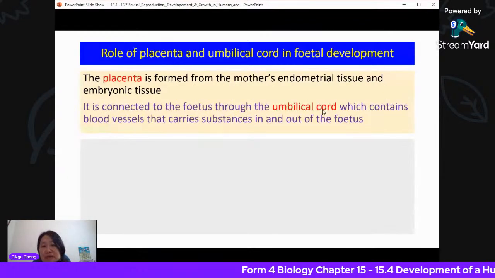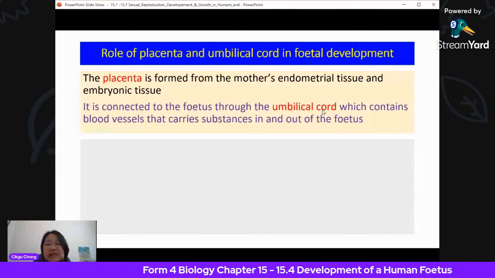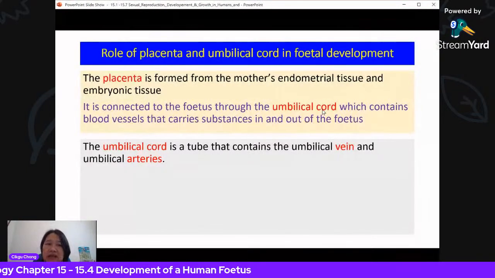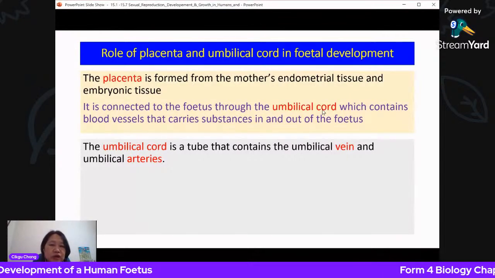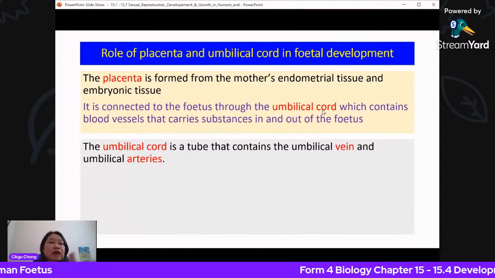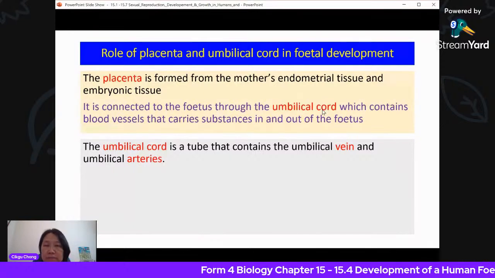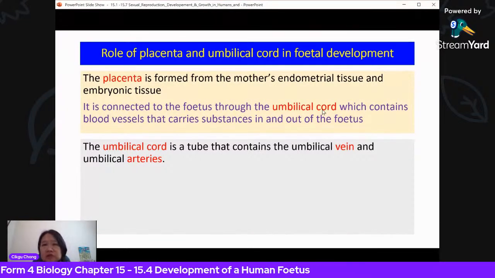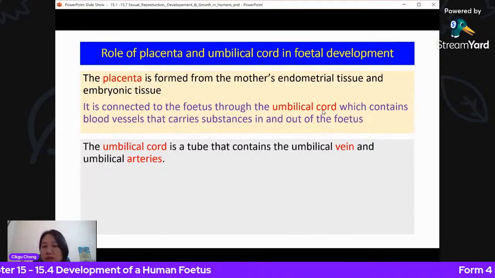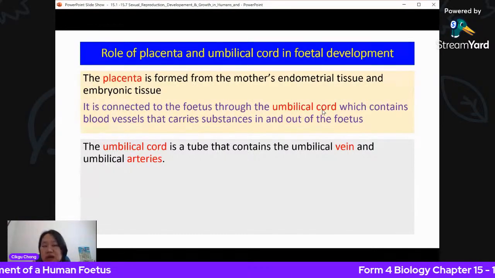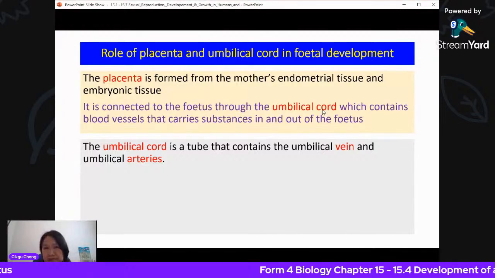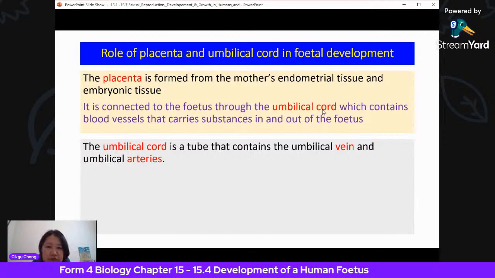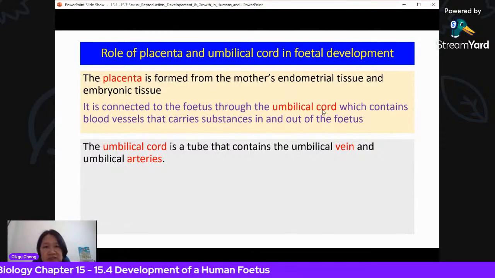Okay, the umbilical cord, in Cantonese we call it qi dai, is the tube that contains the umbilical vein and umbilical arteries. Now, why do you have this word arteries? Because you have two arteries there actually. There are two umbilical arteries and one umbilical vein. The next slide, I'll show you the diagram. So the cord is not just one blood vessel. Actually, you have three there: one vein and two arteries.